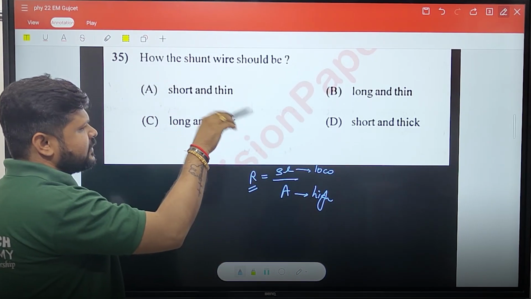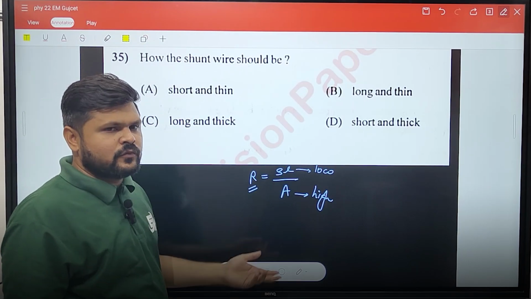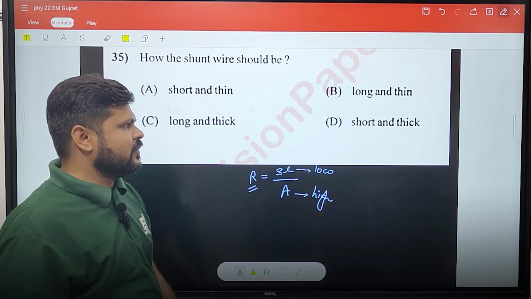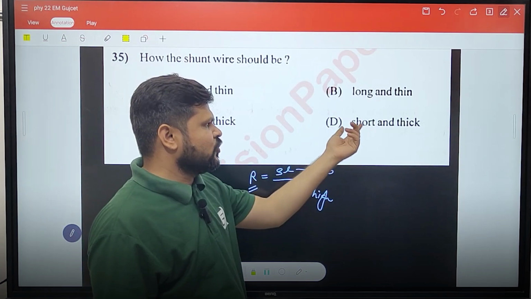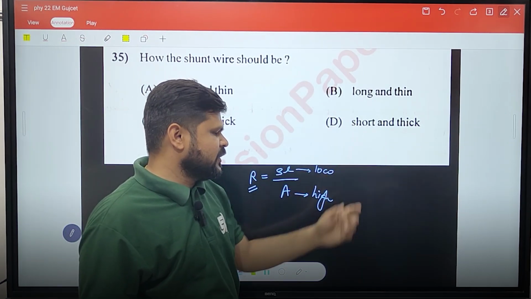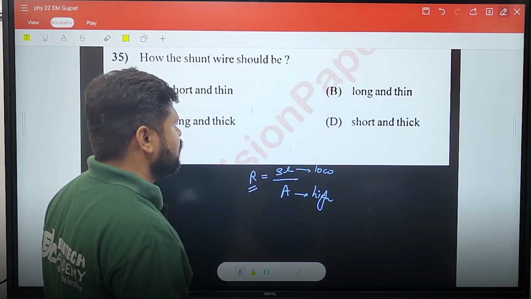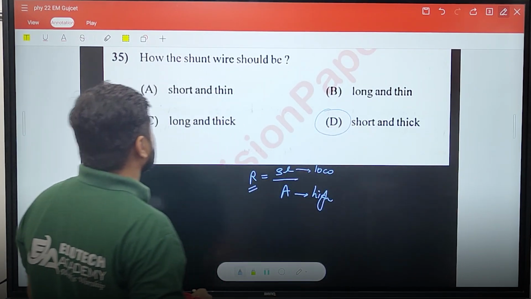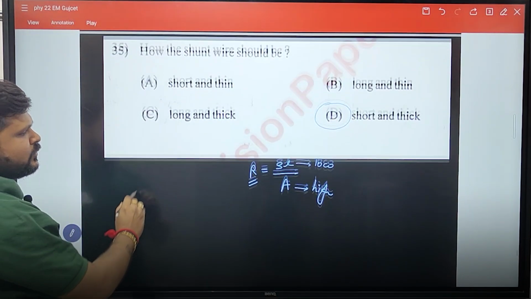So just check the 4 options, for which option its length will be low and area will be high. So it will be short and thick. Short means its length will be low, and thick means its area will be high. So option D is the correct answer. Now next MCQ.